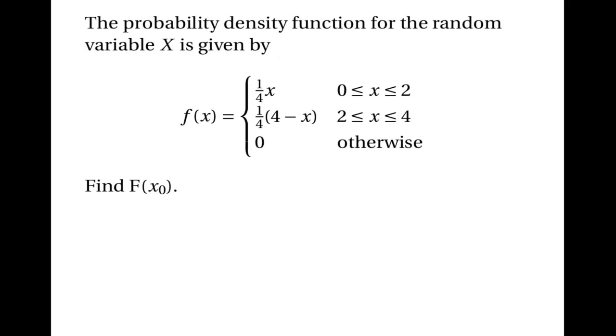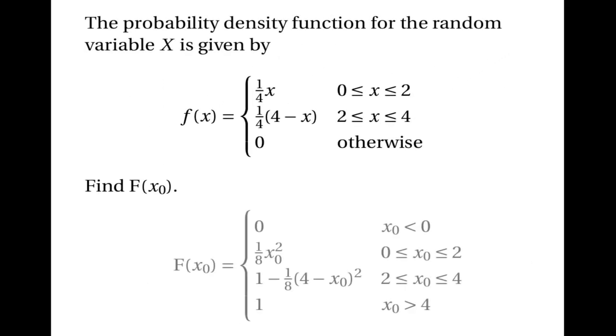So putting all this together, we can now say that when x0 is less than 0, f of x0 is 0, because the cumulative probability up to 0 is obviously nothing. When x0 is between 0 and 2, f of x0 is an eighth of x0 squared. When x0 is between 2 and 4, f of x0 is 1 minus an eighth of 4 minus x0 squared. And when x0 is greater than 4, f of x0 is equal to 1, because eventually the cumulative probability must be 1.